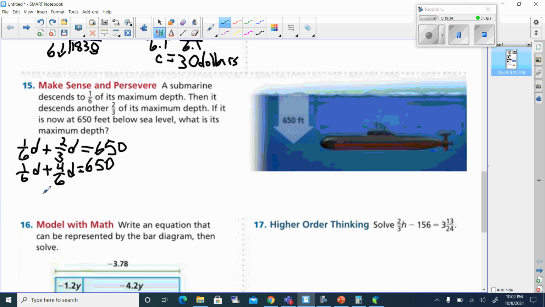1 plus 4 is 5. So this is now going to become 5/6 D equals 650. I have to multiply 5/6 by its inverse, which is 6/5. And if I multiply this side by 6 over 5, in order to use the butterfly method and get rid of these so D is isolated, I have to multiply this side by 6 over 5.